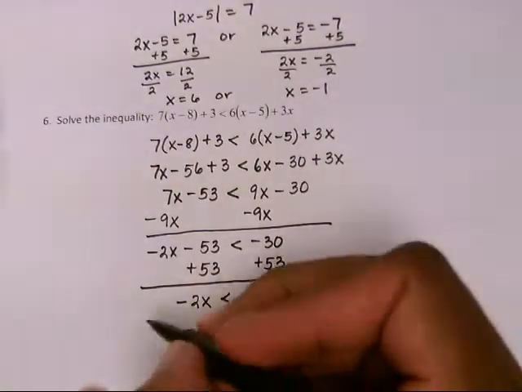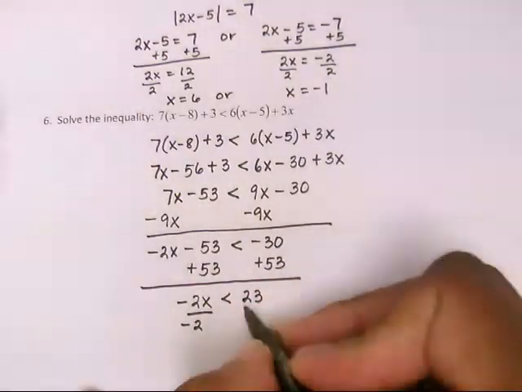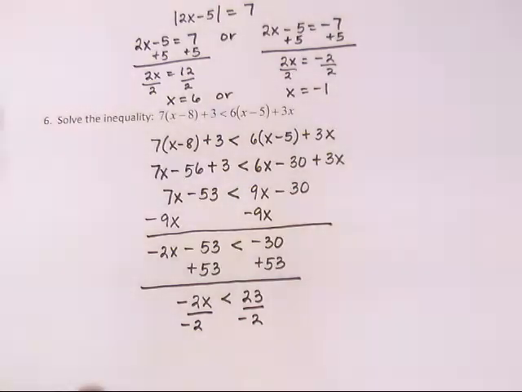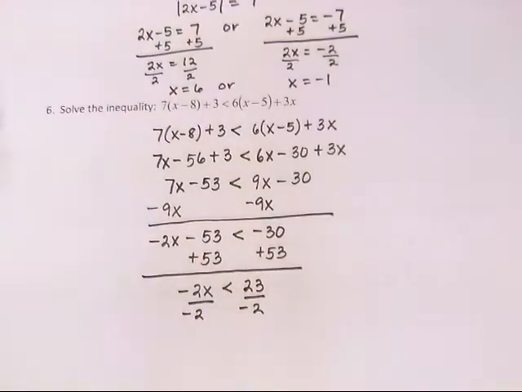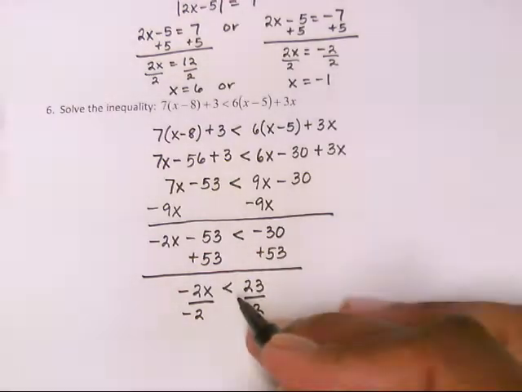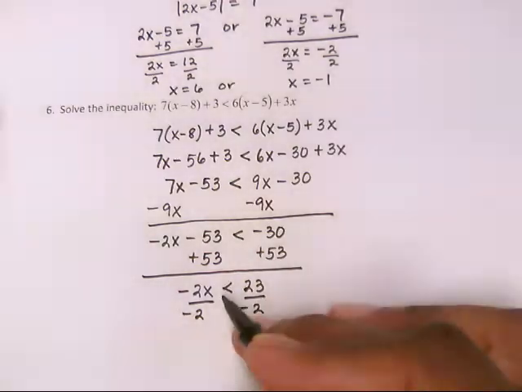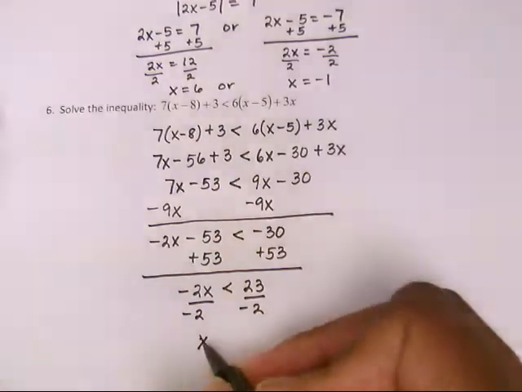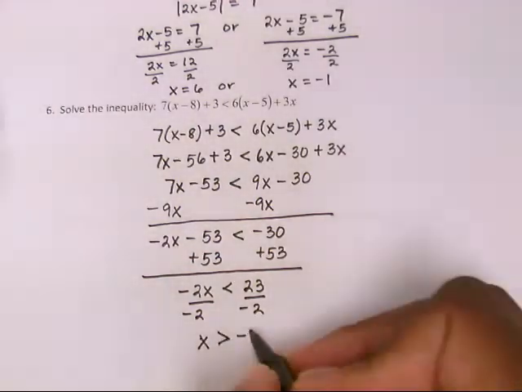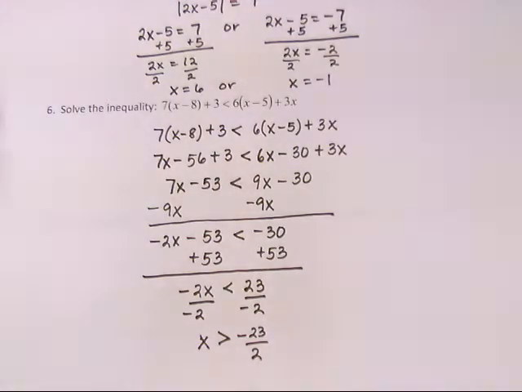And then to get the x by itself, we need to divide both sides by negative 2. But in an inequality, anytime you divide both sides by a negative number, your inequality symbol switches to the opposite direction. So here, that less than will become greater than. So the x is greater than, and I'll go ahead and leave this as negative 23 over 2. So here x is greater than negative 23 over 2. That would be the solution to that particular inequality.